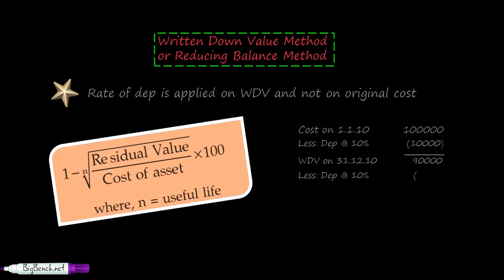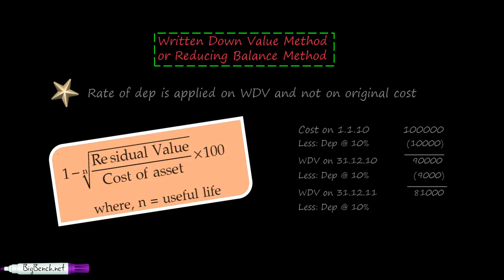Again, next year we will apply depreciation at the rate of 10%, but please note that this time we will apply 10% on 90,000, that is the WDV or the reduced balance, and not on 1 lakh, and this makes this method different from SLM method. So 90,000 minus 9,000 comes to 81,000. This is the new WDV as on 31st December 2011.